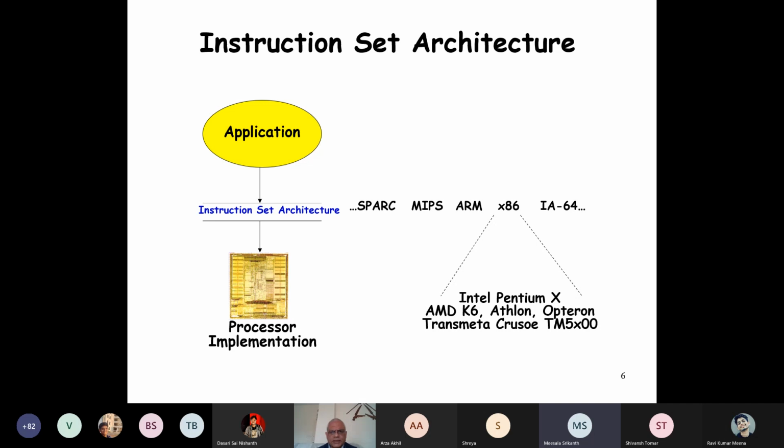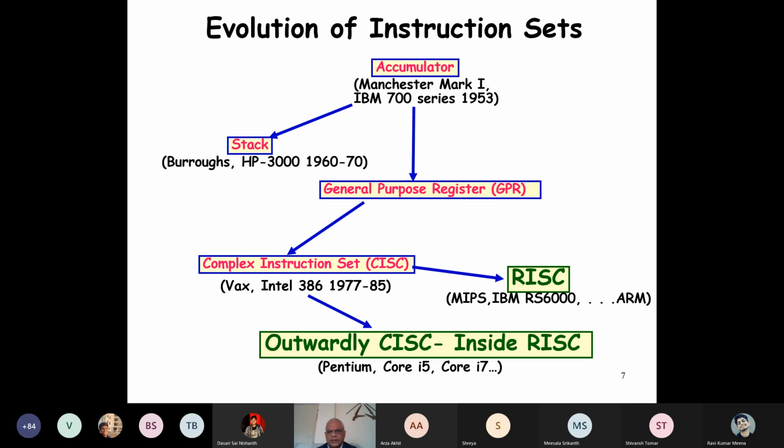So there are several instruction set architectures. The SPARC architecture, MIPS architecture, ARM architecture, the Intel x86 architecture, IA-64 architecture. But then in some respects they are similar. We'll just look at one of them. Now let's look at how the instruction set architectures have evolved. This will give us some insight into the instruction set architecture and how the present design has come about.